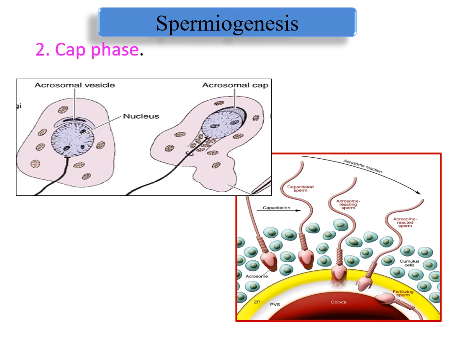Then in the cap phase, the acrosomal vesicle flattens and expands to form a cap on the anterior half of the nucleus. This is the cap on the anterior half of the nucleus, and it is called the acrosomal cap. Okay, it contains hydrolytic enzymes so that it can pass through the zona pellucida of the oocyte in order to pass all the way into the interior of the oocyte. Only the head of the sperm can enter into the oocyte.